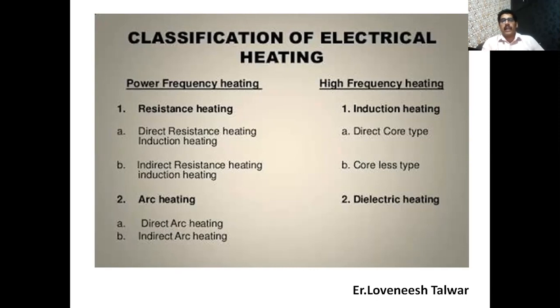So you can say that heating is divided into two main categories depending upon the frequency level. If the frequency level is the normal power frequency, then the left-hand side applies, which is mainly classified as resistance heating and arc heating, further classified as direct resistance, indirect resistance, direct arc, and indirect arc.